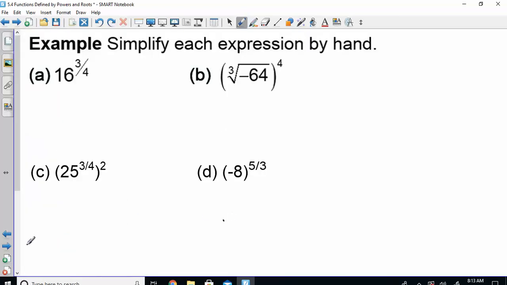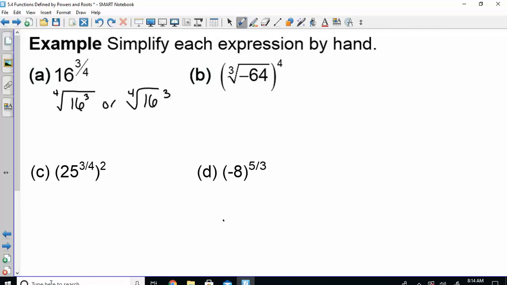So if I said 16 to the 3/4 power, if I want to write that as a radical, what number goes outside the radical? 4. Okay, and then 16. The cube, you can put it under the radical or outside. It doesn't matter.